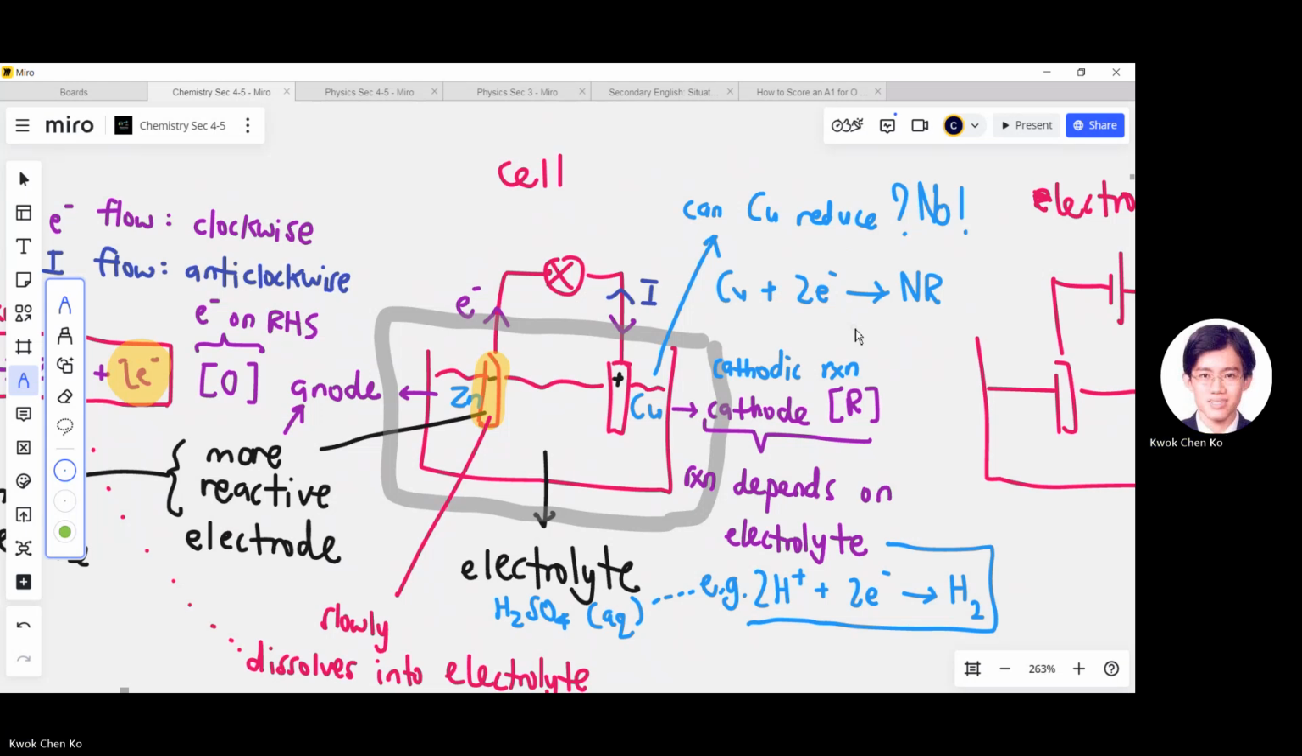Sabrina? Based on this reaction, what will you observe? Yes. You will see bubbles around the cathode. Those are hydrogen bubbles.